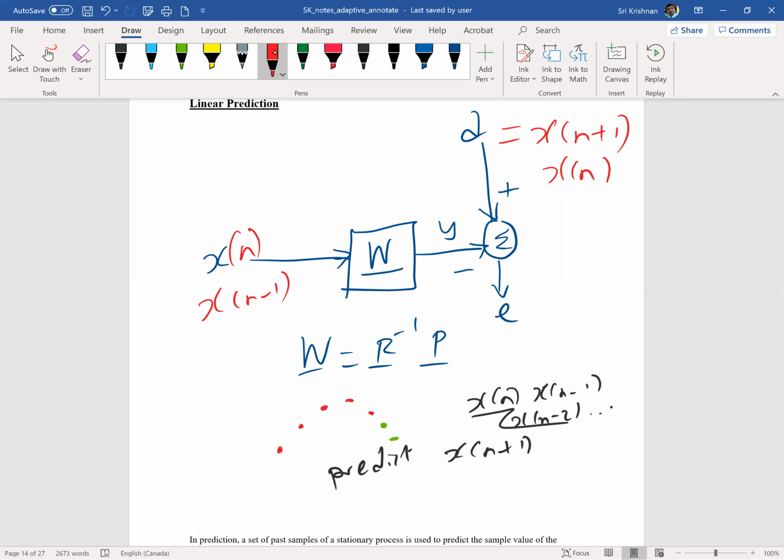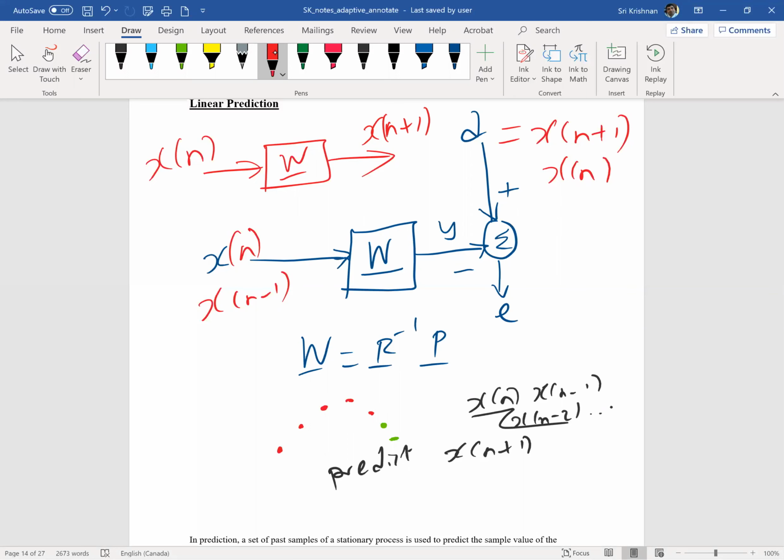Once a filter has converged, or the error has been optimized, you don't need the desired response anymore. The filter has learned. So when you send the signal xn, for example, the output would automatically be xn plus 1, because the filter coefficients are trained to predict the next sample.